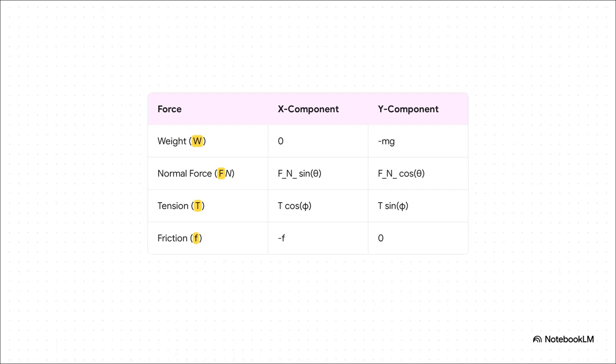And this table? This is your guide for step 3, resolving forces into components. Just look at tension, for example. If you have a rope pulling at some angle theta, you can't just plug the full force T into your x or y equations. No way. You have to break it down into its components: T cosine theta for the x-axis and T sine theta for the y-axis. You're going to do this for any force that isn't perfectly horizontal or vertical.